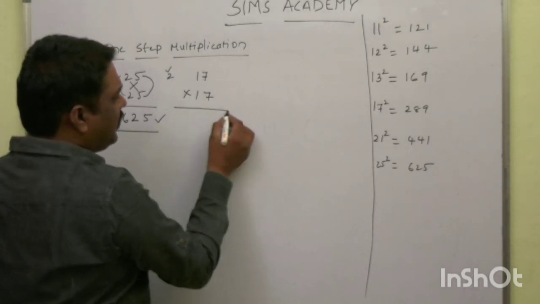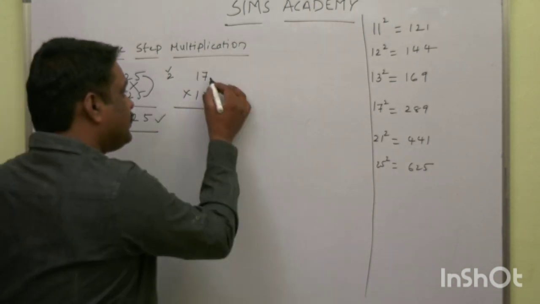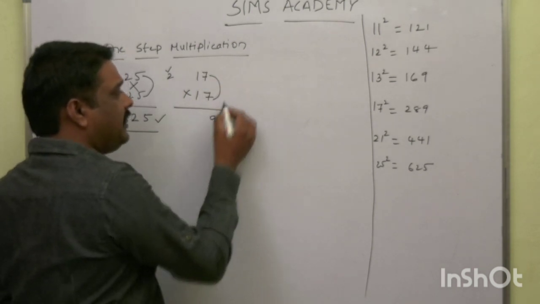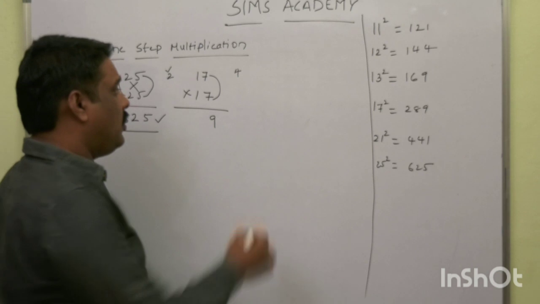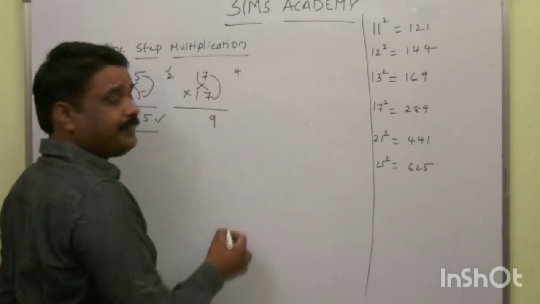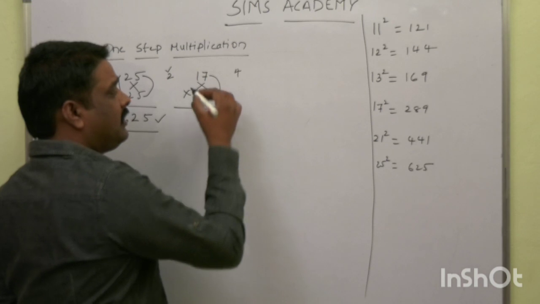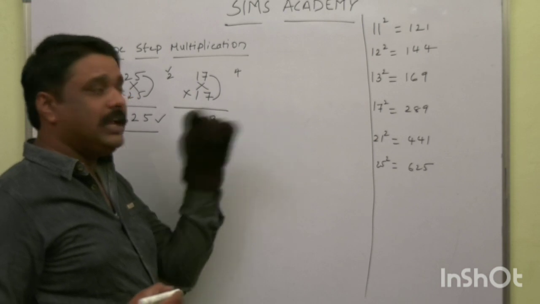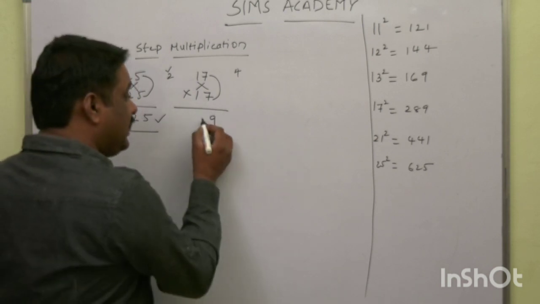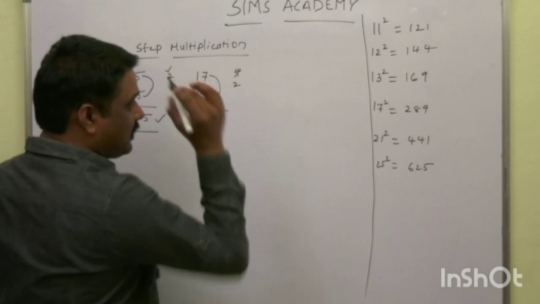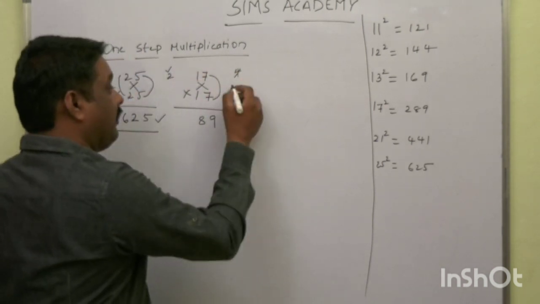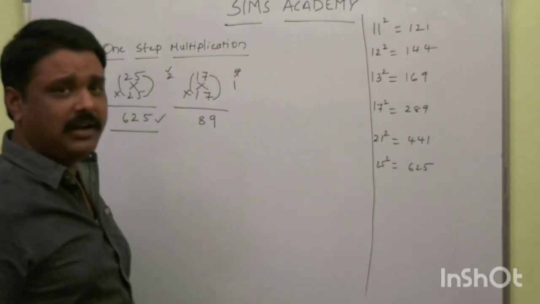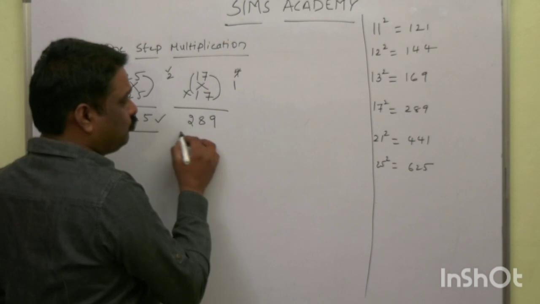17 into 17. First, last two digits: 7 7s, 49, 4 aside. Now let us move on to criss-cross: 7 1 7 plus 1 7 7. 7 plus 7, it is 14. 14 plus 4, it is 18. 8 written, 1 aside. Now coming to the last: 1 into 1, 1. 1 plus 1, 2. It is 289.